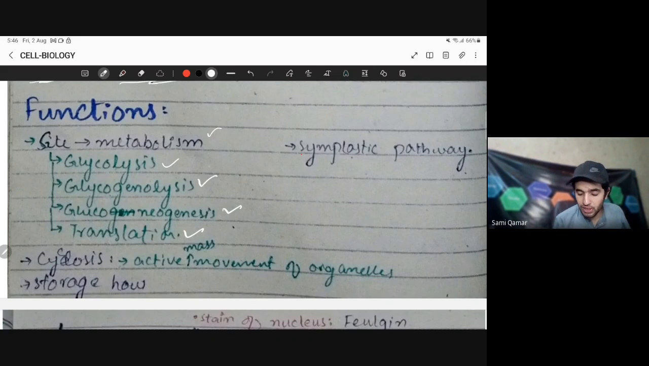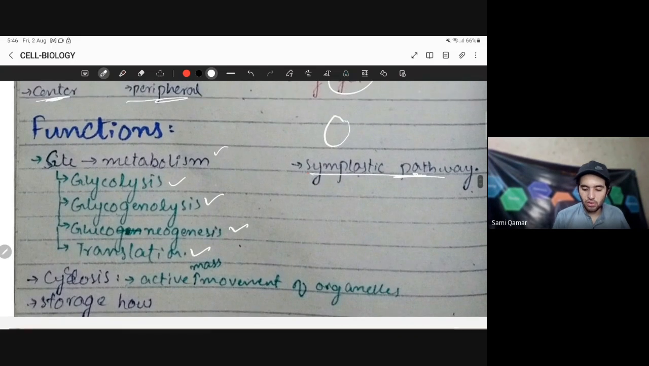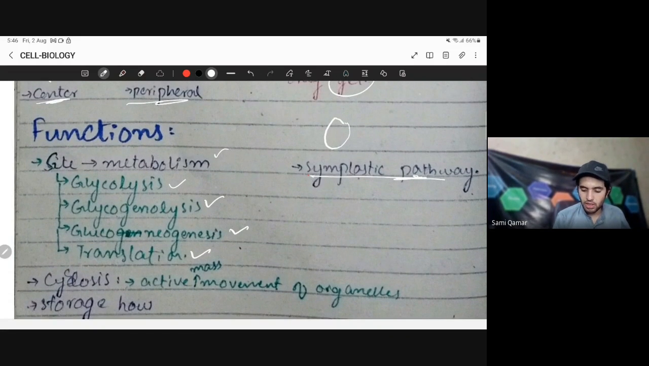And cytoplasm to cytoplasm, the movement of substances directly through plasmodesmata, that we talked about, is known as the symplastic pathway. This is one cell, it has cytoplasm, and this is going to be the second cell. From direct cytoplasm to cytoplasm, there will be plasmodesmata present. So the movement of substances directly from one cell to another is the symplastic pathway.